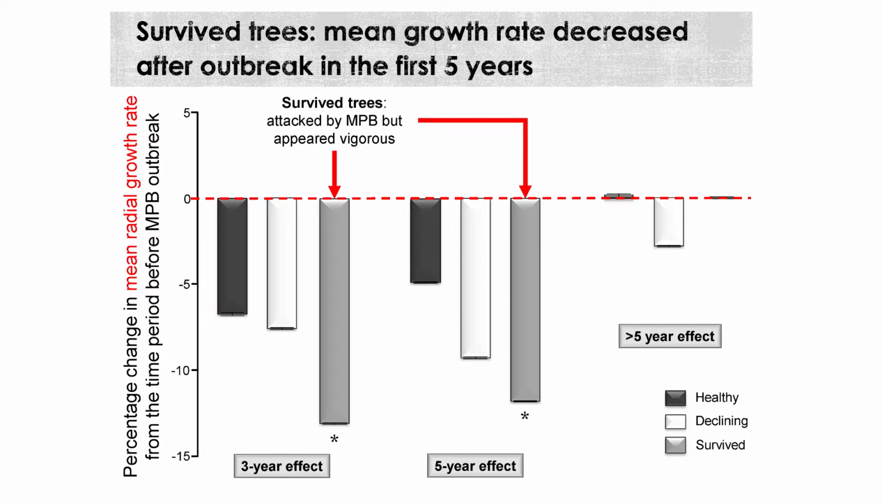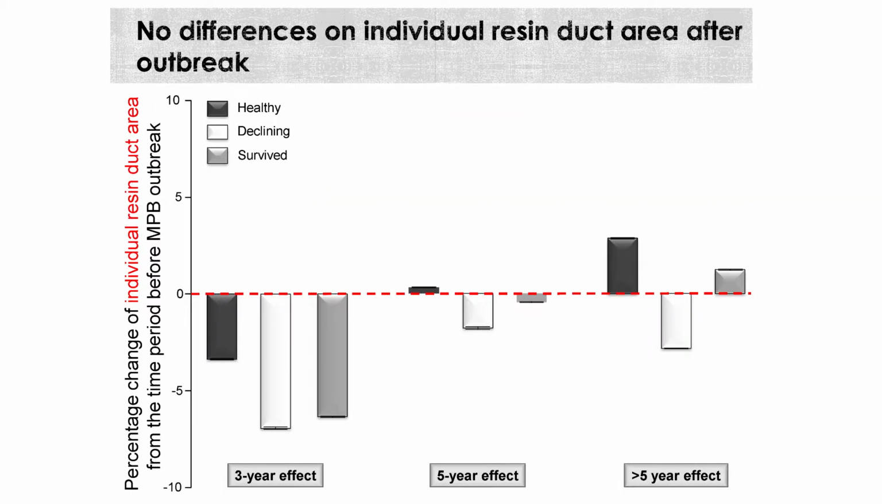This graph shows a percentage change in mean radial growth rate compared to before mountain pine beetle outbreak. And the red line on 0 represents no changes after beetle outbreak. We found the survived trees have significantly decreased growth rate right after beetle outbreak in the first 5 years. Meanwhile, we found individual resin duct area is the only resin duct characteristic showing no differences after outbreak. Therefore, the environmental change in stand did not affect individual resin duct area on residual trees, and that suggests the individual resin duct area could mostly be under genetic control.